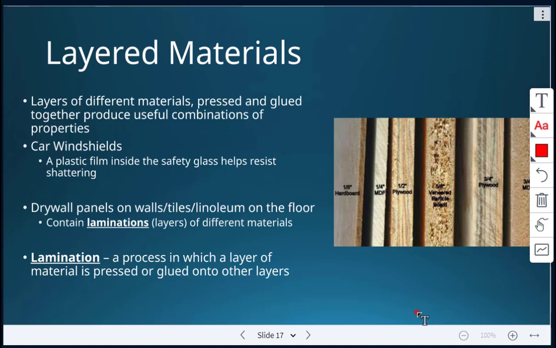Drywall panels on walls and floors contain laminations. Laminations are layers of different materials. Like here for plywood, we can see the layers. Lamination is a process in which a layer of material is pressed or glued onto other layers.